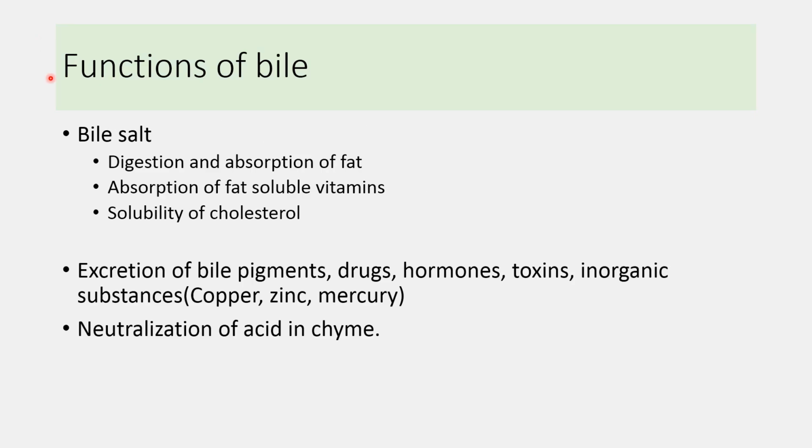Now finally, let us summarize the functions of bile. The functions of bile are due to the various constituents of bile, like bile salt. Bile salt is useful for the digestion and absorption of fat and absorption of fat soluble vitamins. Bile salts are also useful for the solubility of cholesterol. Bile is also useful for the excretion of bile pigments, drugs, various hormones, toxins, and inorganic substances like copper, zinc and mercury. Because of the presence of bicarbonate as well as mucus in the bile, it is useful for neutralization of acid in chyme.